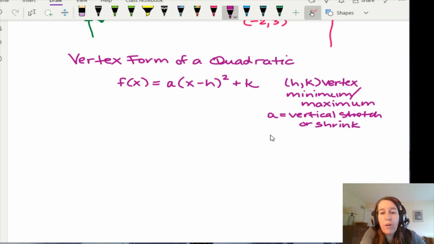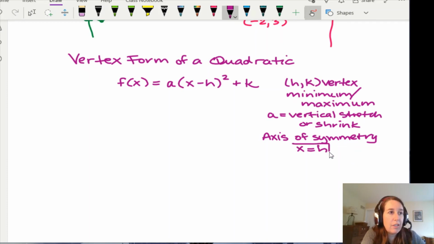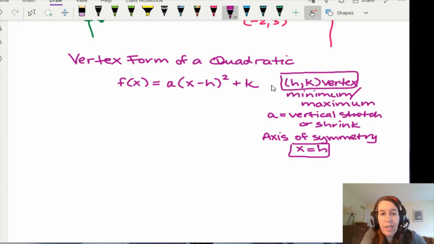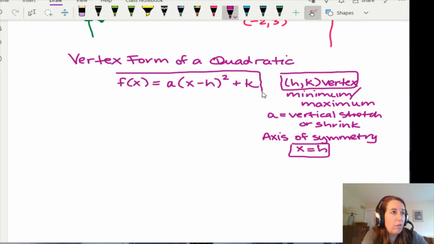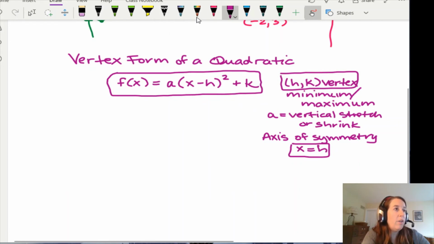And then for every parabola, we also have what's called an axis of symmetry. The axis of symmetry is always going to be the equation x equals, and it's always going to be the h coordinate of the vertex. So the axis of symmetry there is x equals h. The vertex is h comma k, and then the equation in vertex form is right here. We're going to want to put our equations in this form to be able to graph them easily by hand.